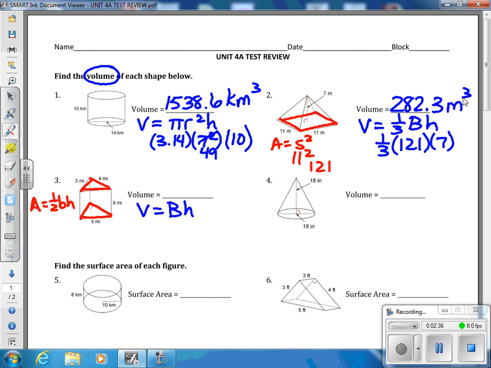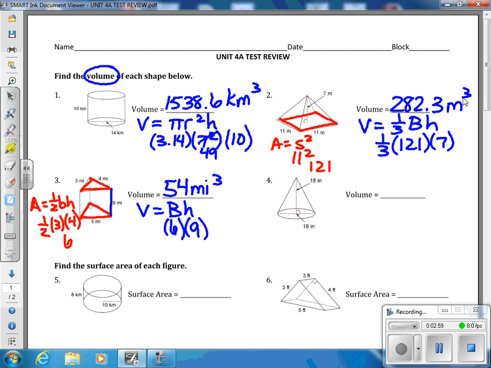Using the triangle, the base and the height would be the 3 and the 4. So 1/2 of 3 times 4. 3 times 4 is 12. Half of 12 is 6. So when we go to our formula, we're going to have 6. The height of the prism is the number that connects the two triangles together, this side piece right here, which would be 9. 9 times 6 is 54, and it's miles cubed.